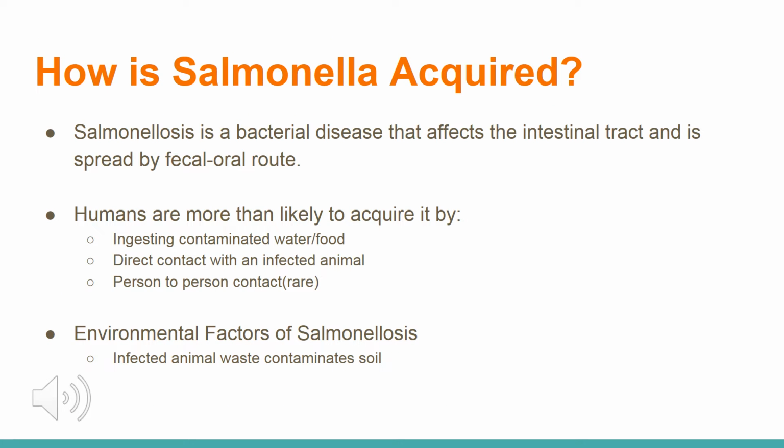Salmonellosis is a bacterial disease that affects the intestinal tract and is spread by the fecal-oral route. There are three ways that humans can acquire this disease: by ingesting contaminated water and food, direct contact with an infected animal, or person-to-person contact, which is rather rare. And then some of the environmental factors of salmonellosis is that the water and soil can be contaminated by animal waste.